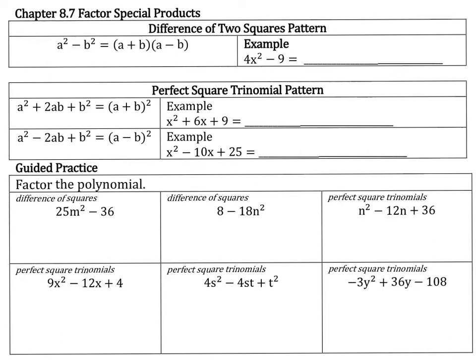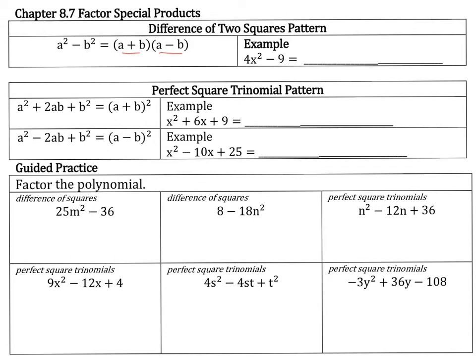In 8.7, we're going to learn how to factor special products. We're going to first look at the difference of two squares pattern. If you look at a squared minus b squared, we can expand that into a product of two binomials, a plus b times a minus b.